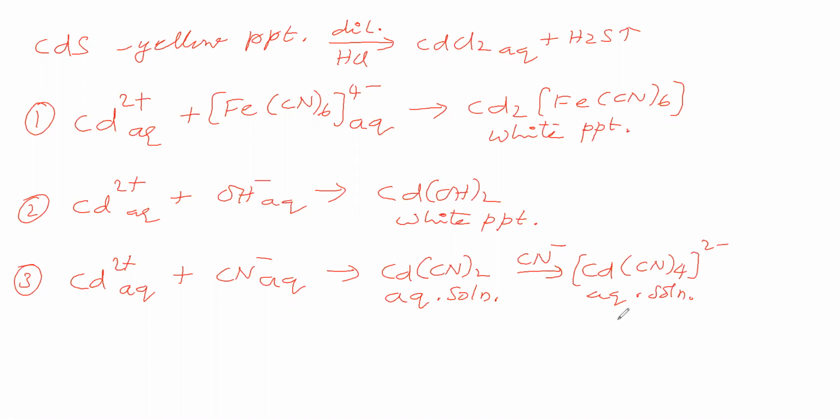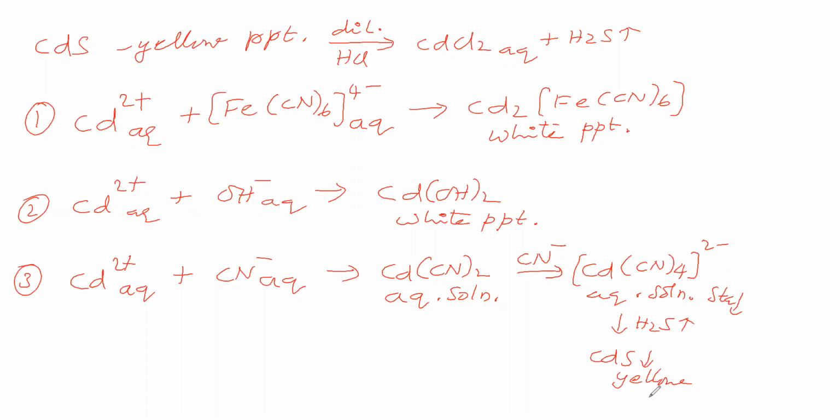On passing H2S gas through this aqueous solution, we get a yellow precipitate of CdS. This indicates that this complex has low stability. So cadmium with cyanide gives the complex [Cd(CN)4]2-, in which the complex stability is low. On passing H2S gas, cadmium takes sulfide and becomes yellow cadmium sulfide precipitate.